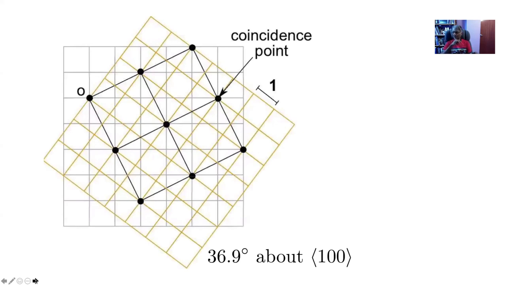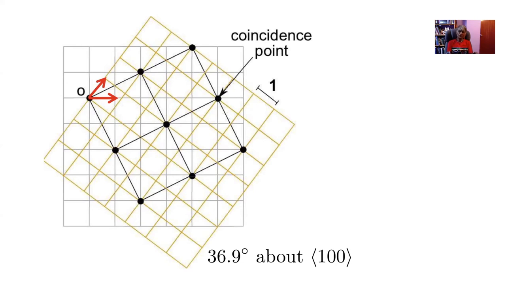Right, so going back to this slide, we can easily calculate the rotation matrix for a 36.9 degree rotation about 100. And there's one further thing I want you to note. That is a primitive lattice vector of that yellow primitive cubic lattice. And we have here the lattice vector of the other cubic lattice. And if you simply work out the components of the basis vectors of one of these lattices with respect to the other, then you have your rotation matrix, or use that general equation that I gave you.